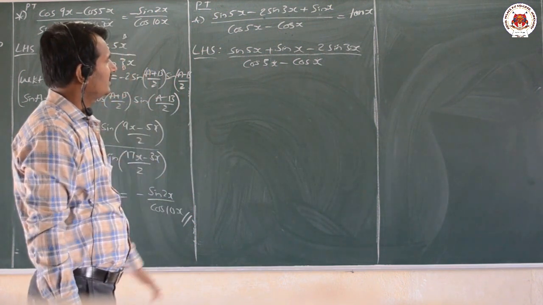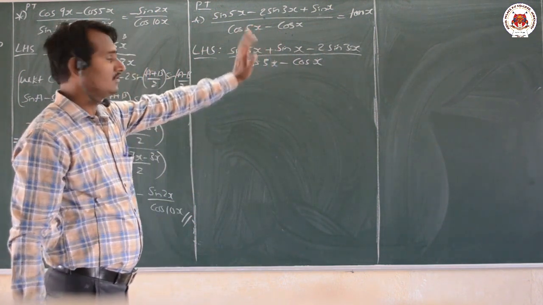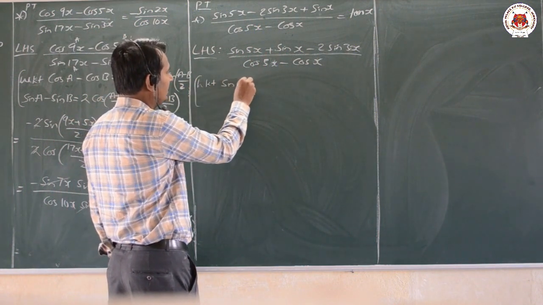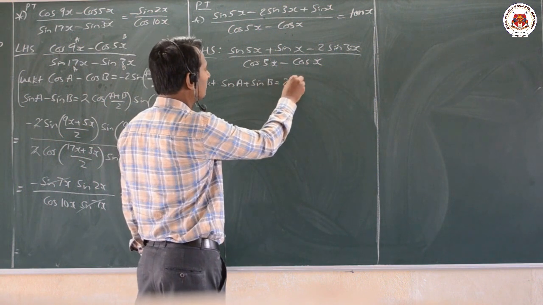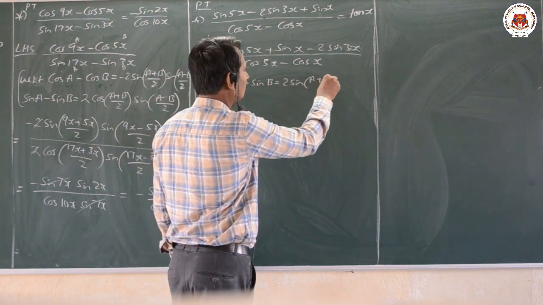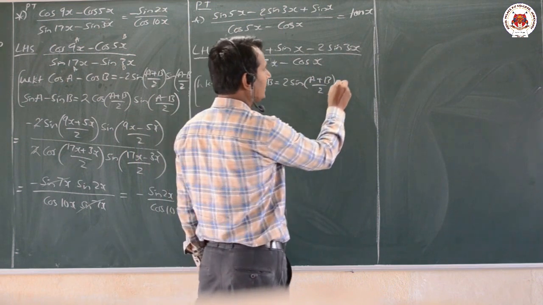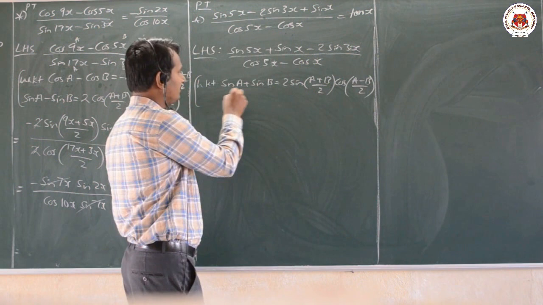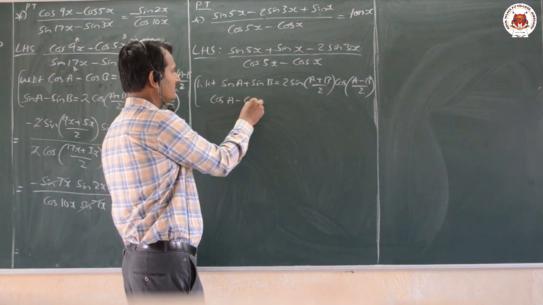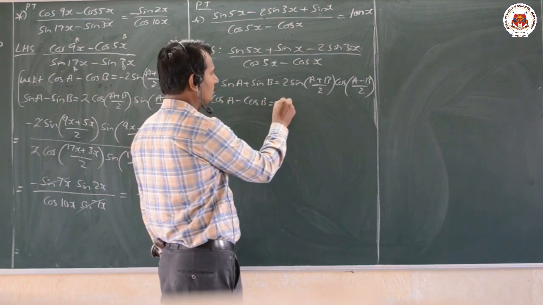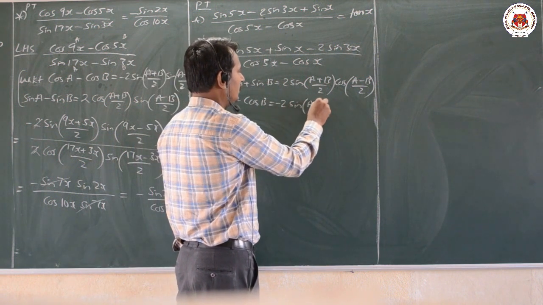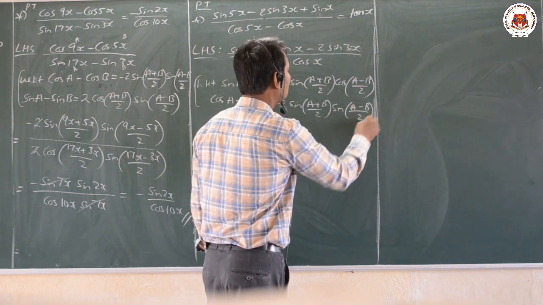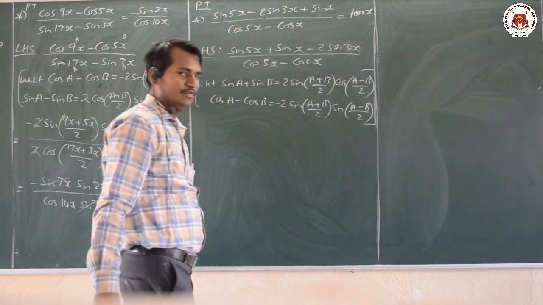One thing. Next thing is the sin A plus sin B formula. Now, what is that formula? We know that sin A plus sin B is equal to 2 sin of (A plus B) by 2 into cos of (A minus B) by 2. Similarly, we already know cos A minus cos B, which is equal to minus 2 sin of (A plus B) by 2 into sin of (A minus B) by 2. These two formulas we know.